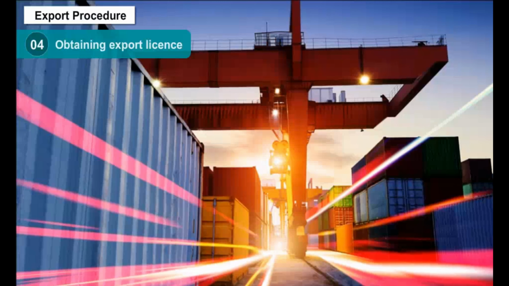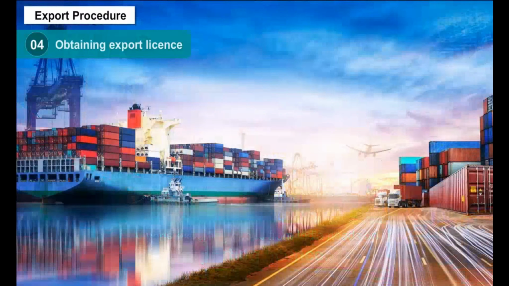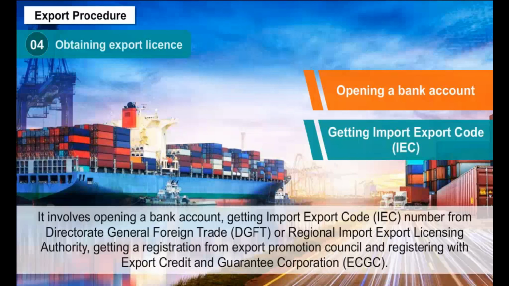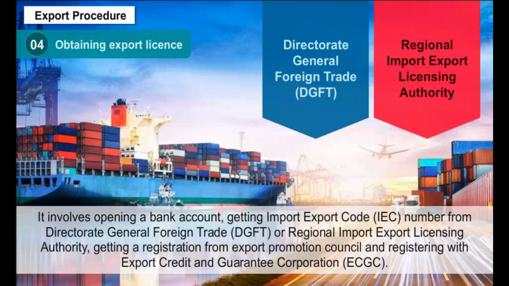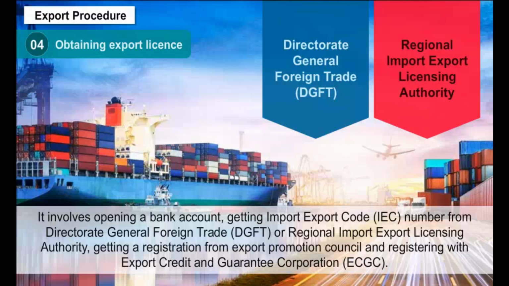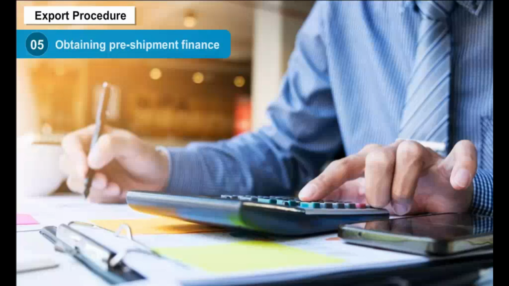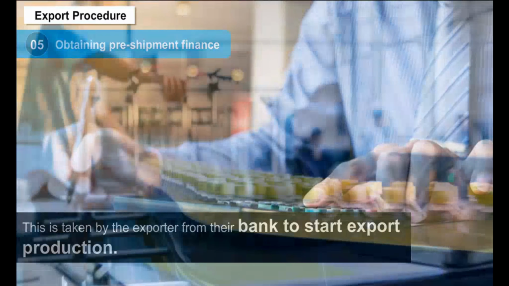Obtaining export license. Anyone exporting goods from India needs an export license. It involves opening a bank account, getting an Import-Export Code (IEC) number from the Directorate General of Foreign Trade (DGFT) or the Regional Import-Export Licensing Authority, getting a registration from the Export Promotion Council, and registering with the Export Credit and Guarantee Corporation (ECGC). Obtaining pre-shipment finance. This is taken by the exporter from their bank to start export production.